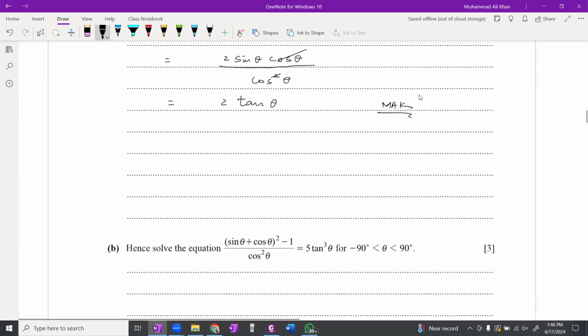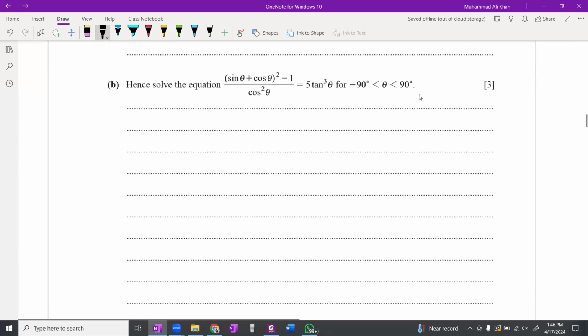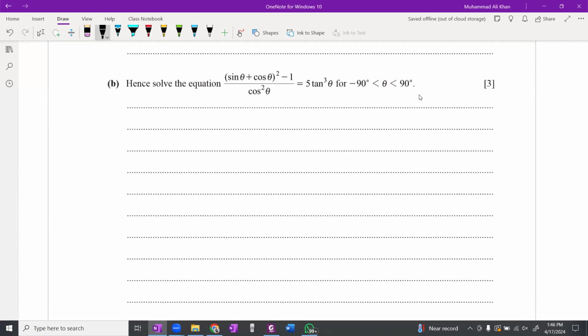Now, in the next part, we have to solve the equation. The left-hand side is equal to 2 tan theta, equals 5 tan cube theta. Now, cancellation is not allowed when we are solving trigonometric equations. So it will be 5 tan cube theta minus 2 tan theta equals 0. Tan theta common.